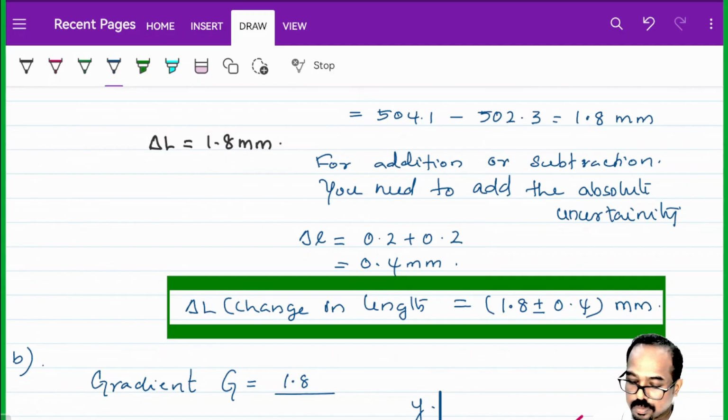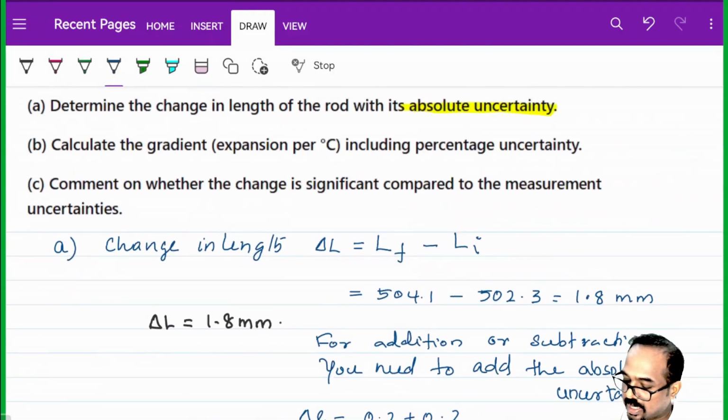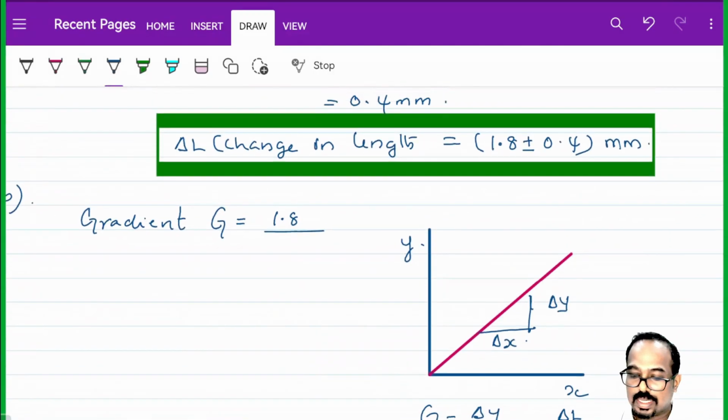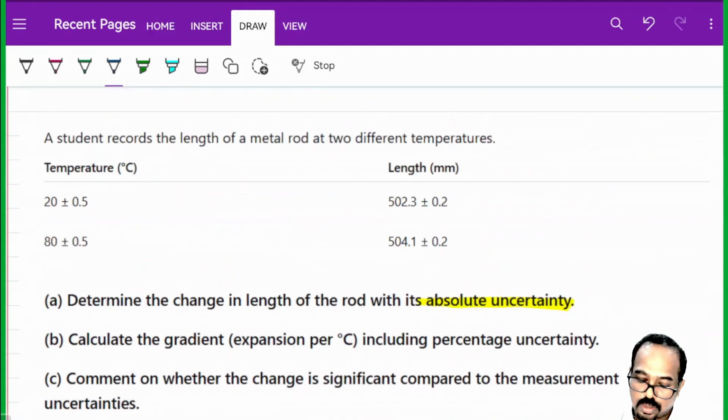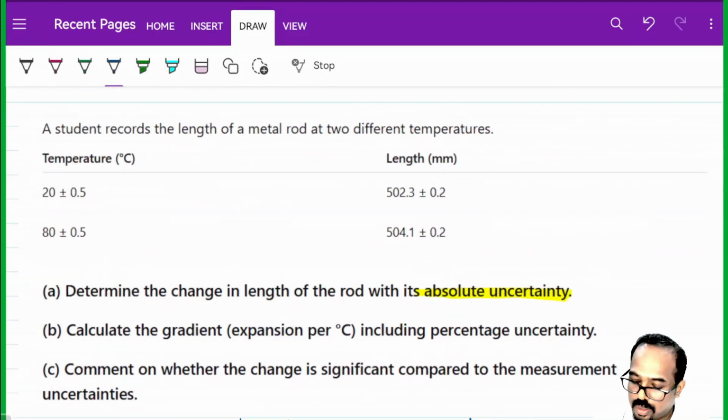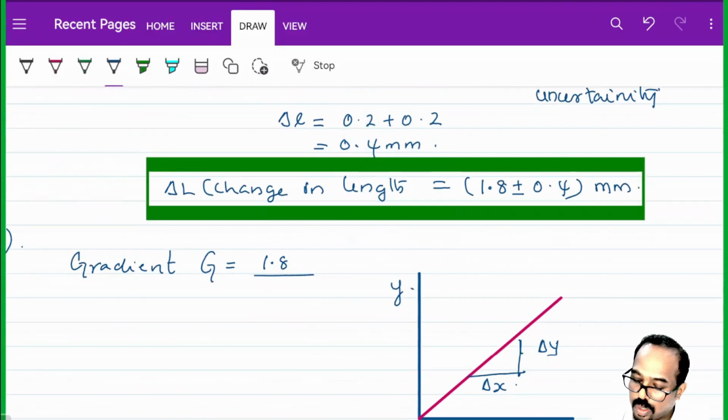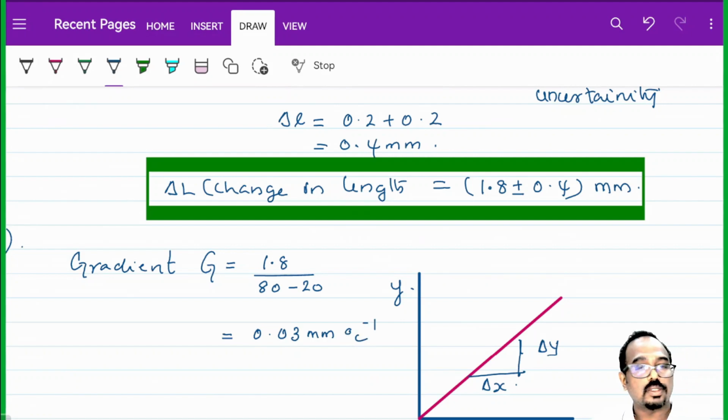divided by, what is the change in temperature? Delta T. Change in temperature is 80 minus 20, final value minus initial value, okay? 80 minus 20. When you put these values in the calculator, you will get 0.03. The unit you check, mm per degree Celsius, right? Per degree Celsius.